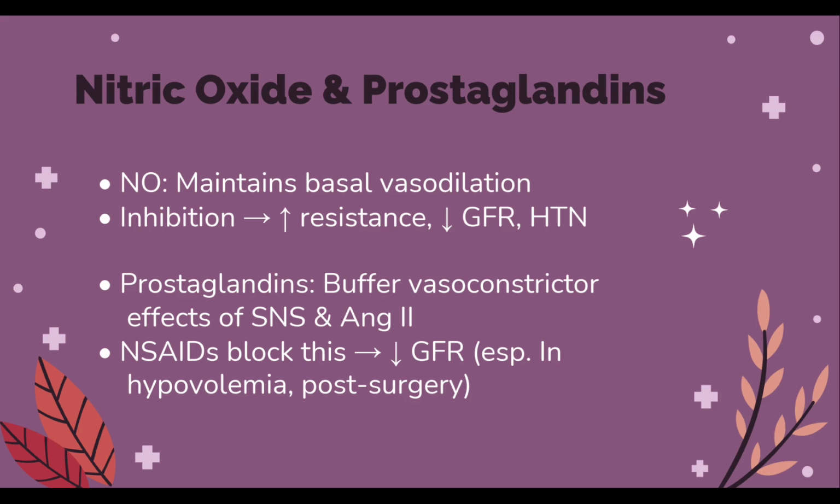So the nitric oxide and prostaglandin. Nitric oxide maintains the basal vasodilation, and the inhibition of nitric oxide leads to increased resistance and thus it decreases glomerular filtration rate. And the prostaglandin buffers the vasoconstrictor effects of the sympathetic nervous system and angiotensin 2. So NSAIDs usually block the prostaglandin, so they decrease the glomerular filtration rate, especially in hypovolemia and post-surgery situations.